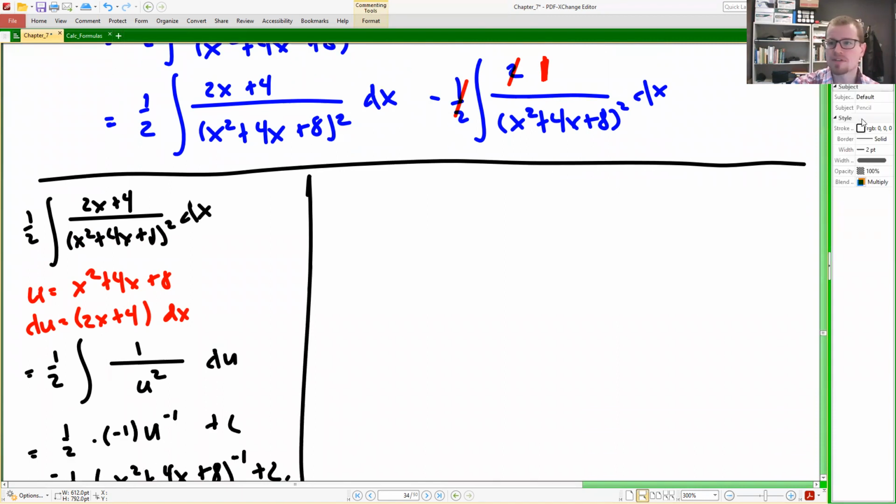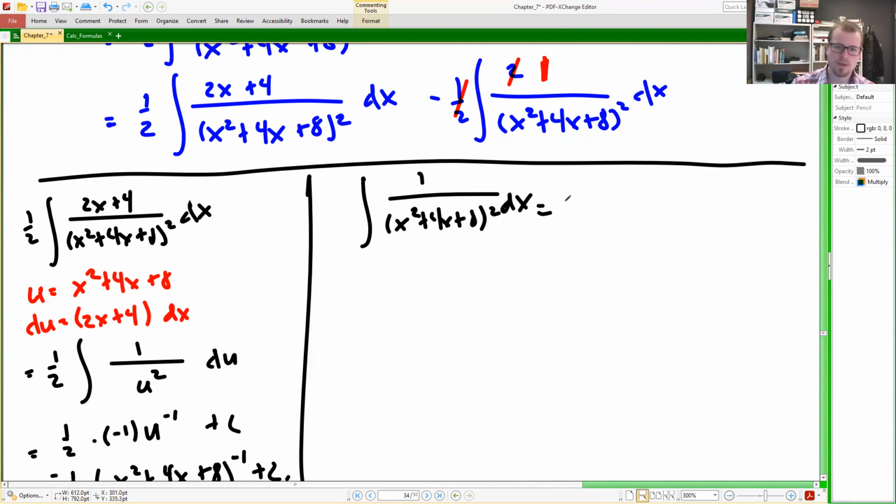So the other piece I'm working with now, we just don't want to forget to perform the subtraction. 1/2. Oh, sorry, the 1/2 and the 2 canceled out. So there's no 1/2. It's 1 over (x squared plus 4x plus 8) being squared.